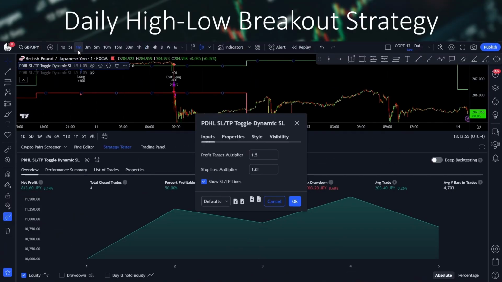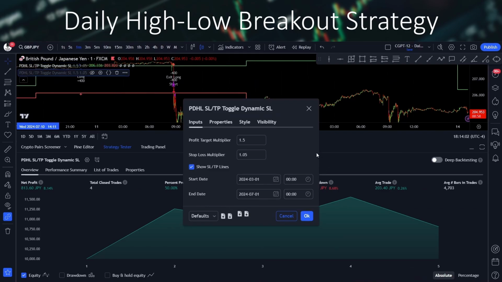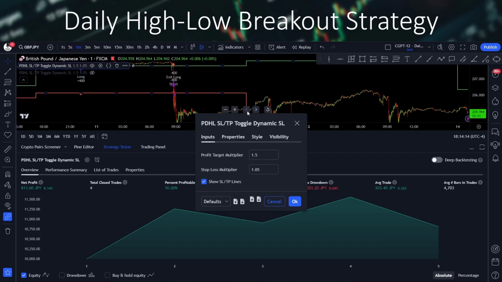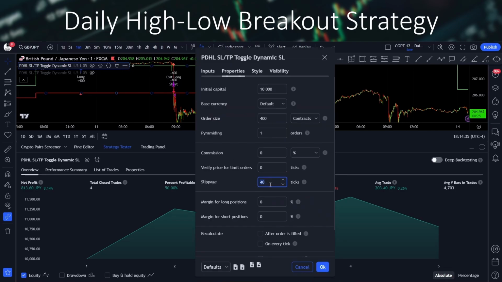As we are using it for the 1 minute chart, I can't use the modified date range filter, as on the 1 minute chart we get much more candles than 20,000 in the last 4 months. So I need to use the original with the deep backtesting function. I set the profit target to 1.5 and the stop loss multiplier to 1.05. And here's the properties tab with 40 tick slippage.